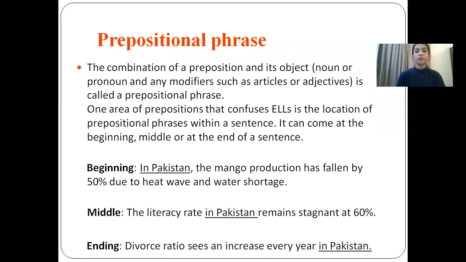Now we will move forward to prepositional phrases. So what is a prepositional phrase? It is a combination of a preposition and its object, and the object can include a noun or a pronoun and any modifiers such as articles or adjectives. Now, one area of prepositional phrases that confuses English language learners is where these prepositional phrases are located in a sentence. Because they can occur in the beginning, they can come in the middle, and they can also come at the end of a sentence.